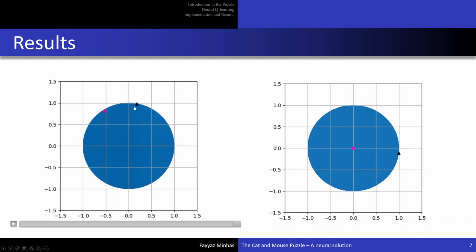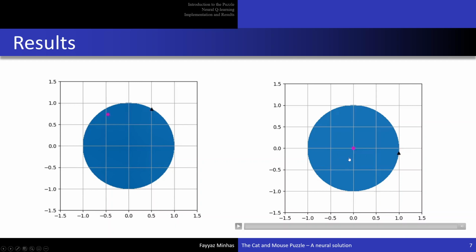This is the mouse. The cat is denoted by the black triangle, and the mouse starts at the origin, and then it moves around trying to escape from the cat until it finds the way that the cat is far away, and then it just exits. So this is a pretty good result.